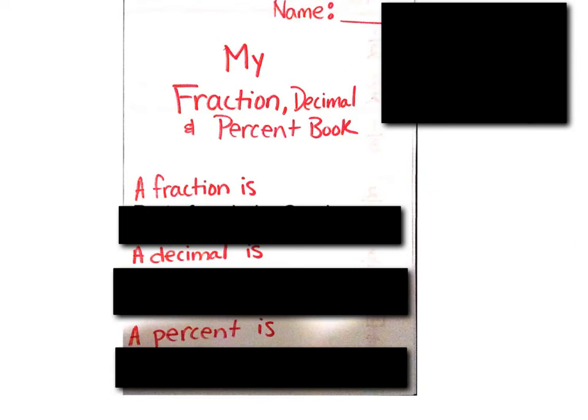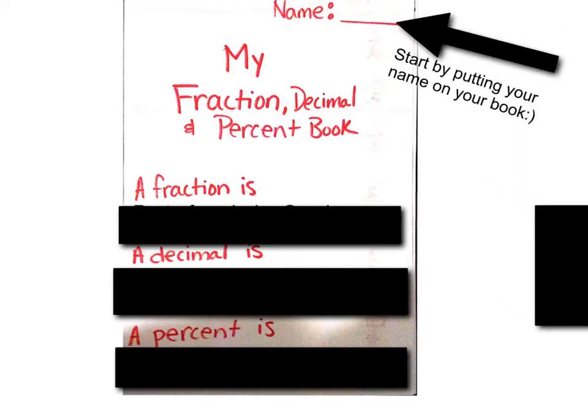Today in the computer lab, we are going to be setting up our fraction, decimal, and percent book. So the first thing you're going to want to do is to put your name on your book where it says name, first and last. If you could squeeze in what period you have me, that way if they get lost, I can easily sort them. Then we're going to fill in some definitions on this first page.